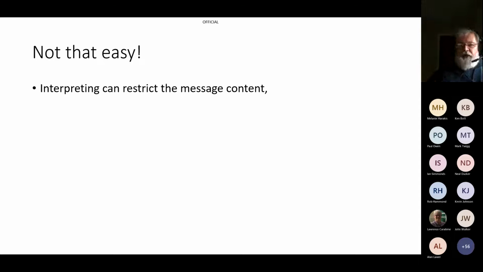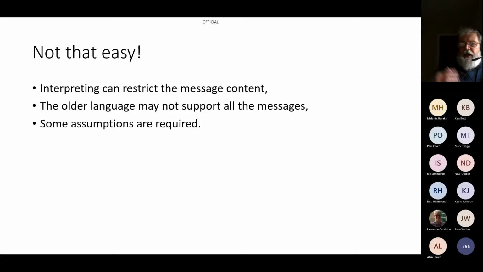Unfortunately, as with many things in ETCS, it's not that easy, because interpreting something can restrict the message content. When I do the talks for our colleagues going to Brussels with our colleagues from around Europe, one of the things I make clear at the beginning is that English is a language where we have lots of words which can mean the same thing, and lots of words can mean many things. So in order to interpret something, you have to also know the context.